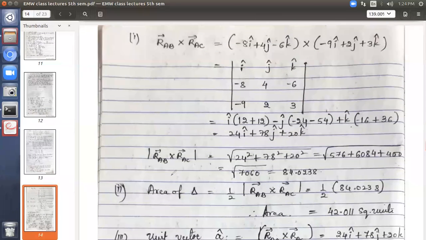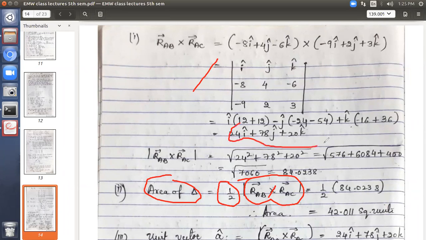Now the next question is, you need to find the area of the triangle. Area in terms of cross product, this is the formula: half of the cross product of any two sides. These two sides' cross product you have found out already using the determinant. Take the magnitude of the answer. Magnitude means the square root of 24 square plus 78 square plus 20 square. Whatever you get is the magnitude of the cross product. Once you get it, take half of that. That will be the area of the triangle.